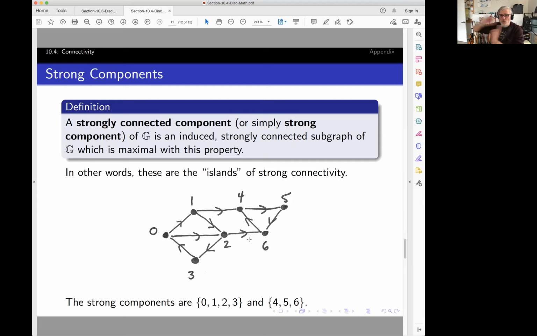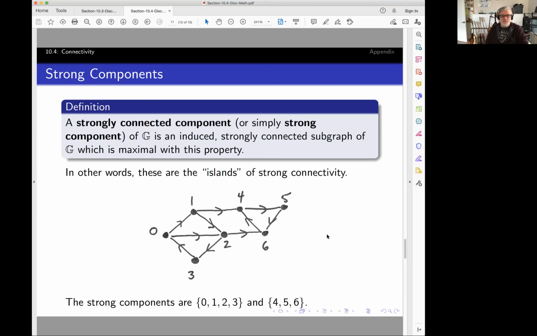They all go in one direction. So once you leave 0, 1, 2, 3 to go into 4, 5, 6, you can never come back. So there are two strong components of this digraph: 0, 1, 2, 3, and 4, 5, 6. These are a bit trickier to spot. You have to work a little bit more than in the undirected case, where components are super easy. When you have a picture, it's really easy to see.